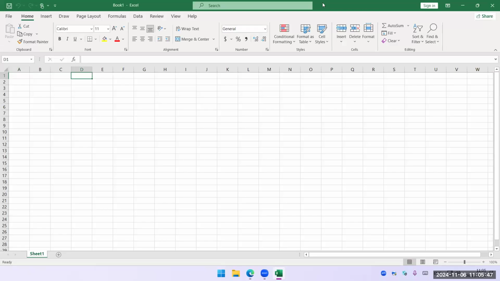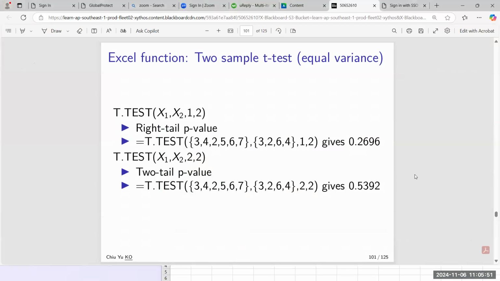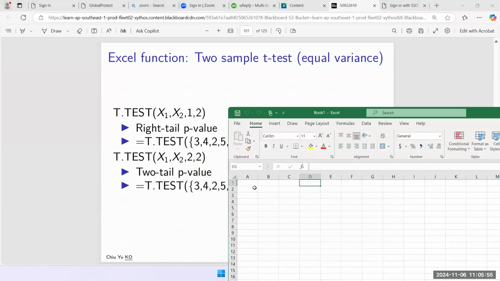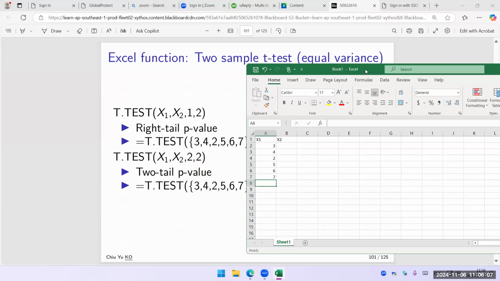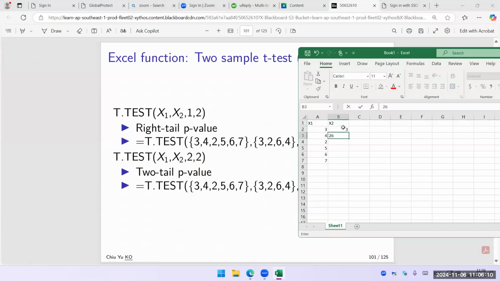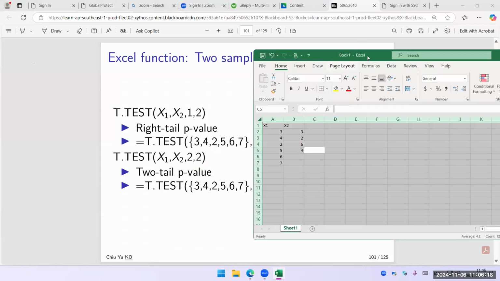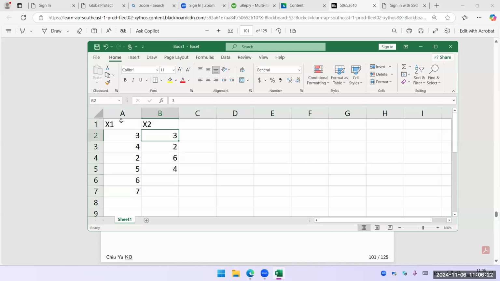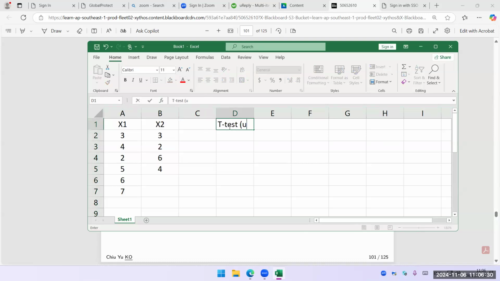So usually this is the input for the data like this. But often you don't really need that, because sometimes what we do is insert x1 and x2. The data is 3, 4, 2, 5, 6, 7, and 3, 2, 6, and 4. Now let's make it bigger. So this is the data. Now we will do a t-test of equal variance, and this gives a p-value. I want a p-value in case I want the left or right tail test.